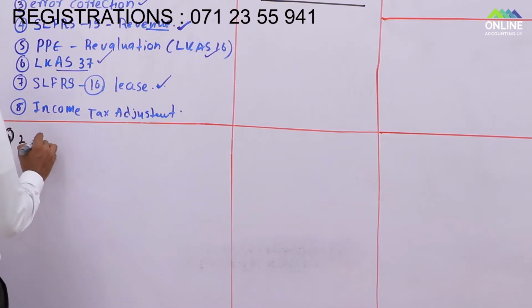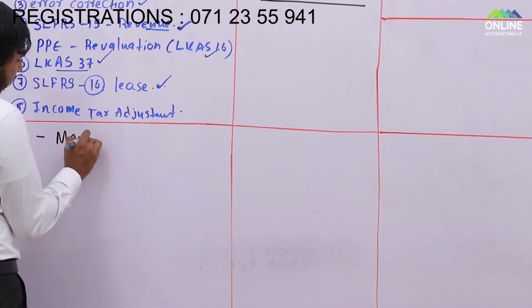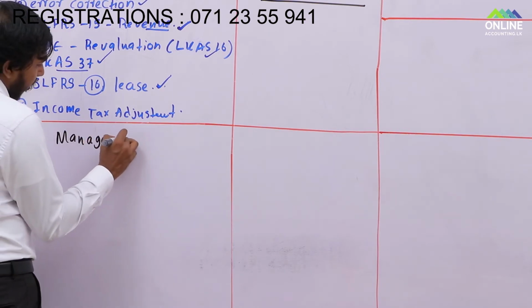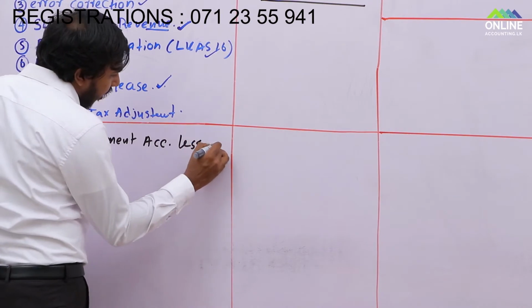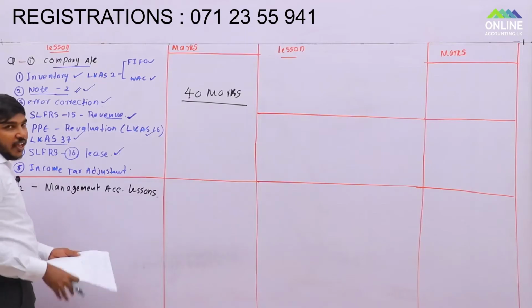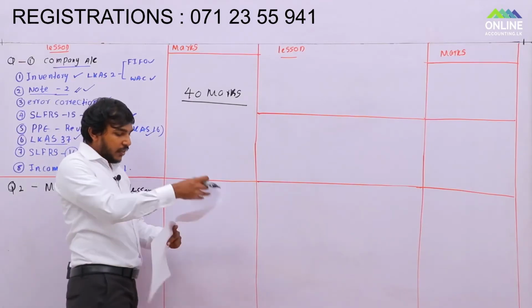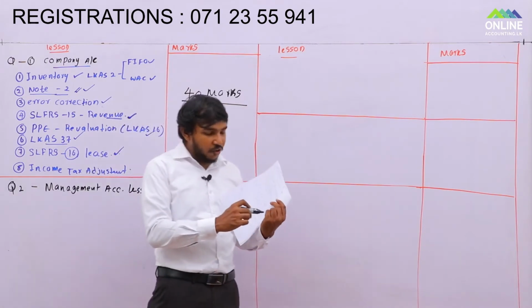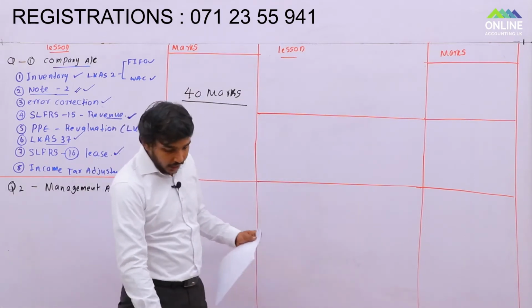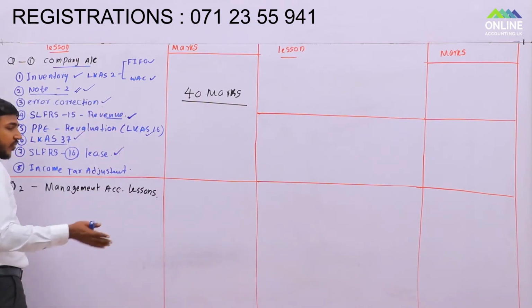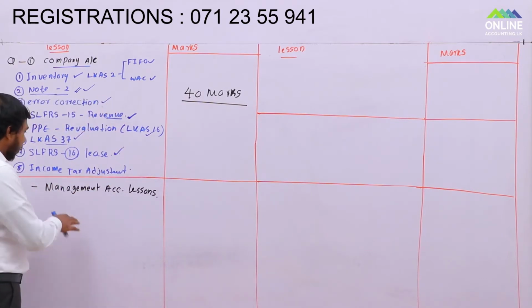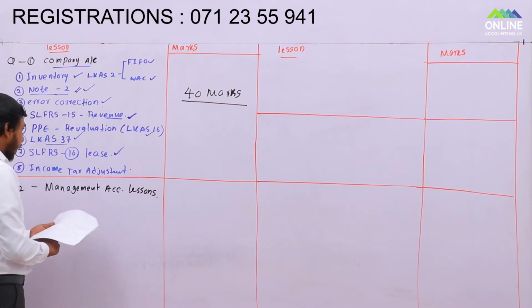So I told you question number 2 is based on the management accounting lessons. So in management accounting, they have tested a few lessons there, right? As usual, from 2019 they replaced the partnership accounts question with the management accounting lesson.